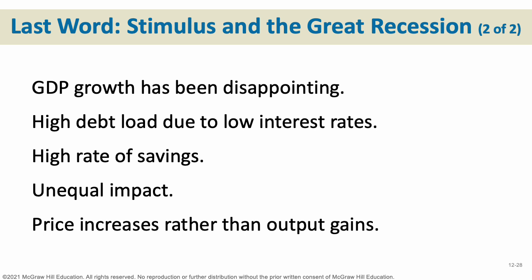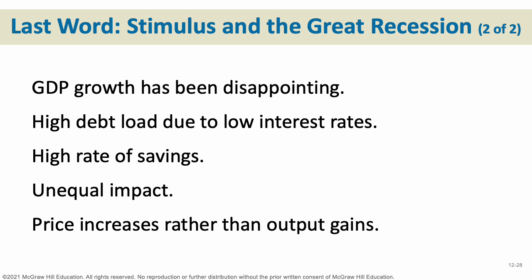And there was an unequal impact. Certain parts of the economy grew very well and other parts didn't. And we also saw price increases rather than output gains. So not always do we see like what we saw in the 90s, where if there's more money, supply is going to go up as well.